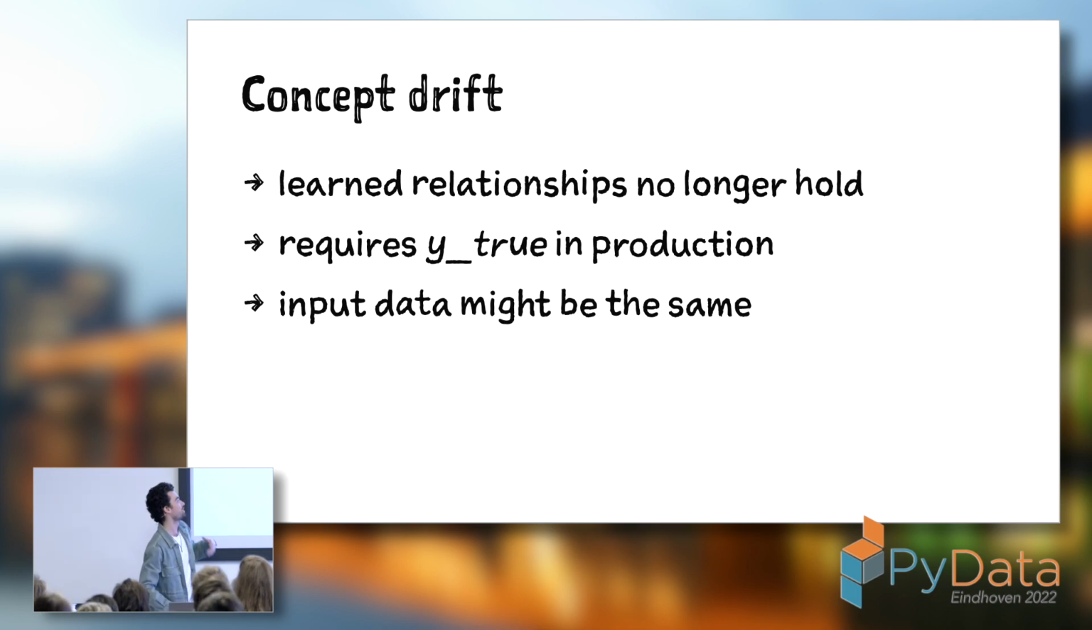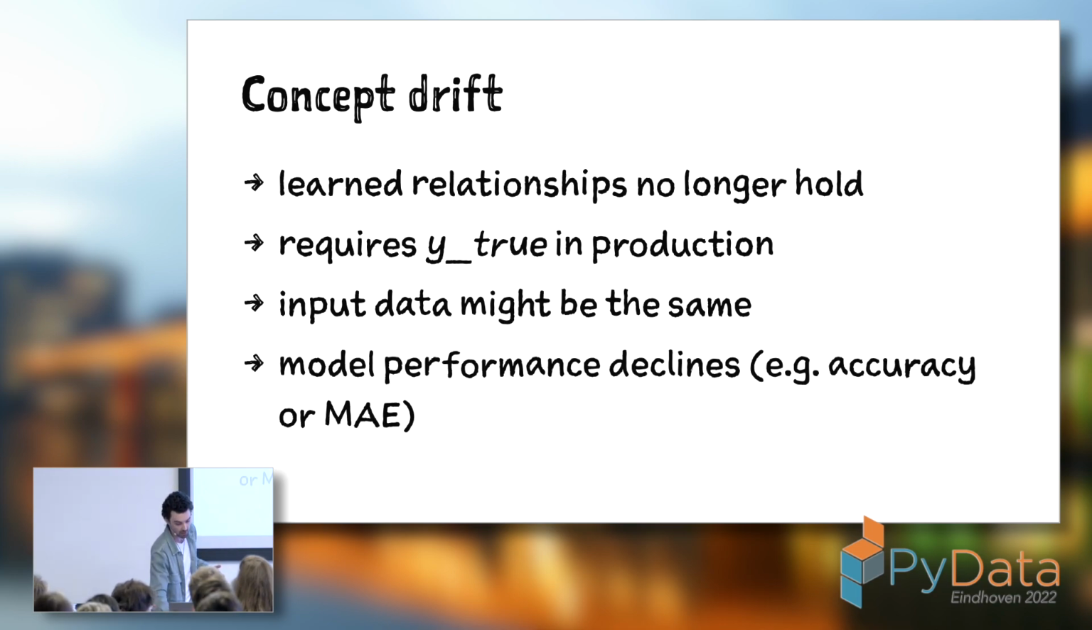Like it says here on the slide, it needs to have the ground truth in production. And from there we can actually measure accuracy or mean absolute error or whatever metric you use to train your model and to evaluate your model. You can do it in production too, given that you have this data.